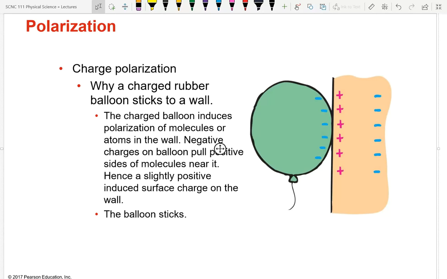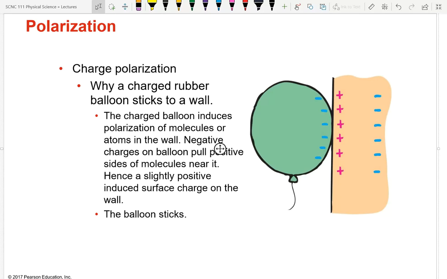So now I have a negatively charged balloon. The balloon's an insulator. The charge isn't free to move. It's pretty much stuck there. I bring it up to the wall, and the wall has electric dipoles in it. Those dipoles will rotate so that the negative charge on the balloon will make the positives in the wall closer, making the force more attractive than the repulsion, and it sticks to it.